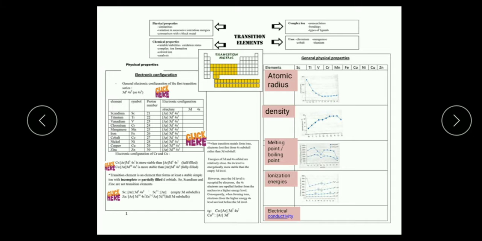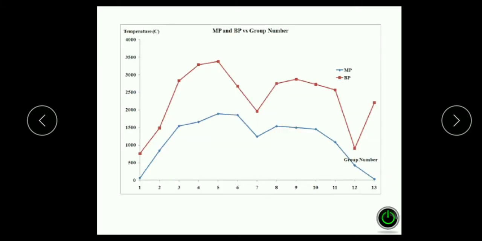The third physical property is the melting point. Here is the melting point and boiling point of the transition elements across the period. The blue one is the melting point, and the red one is the boiling point.